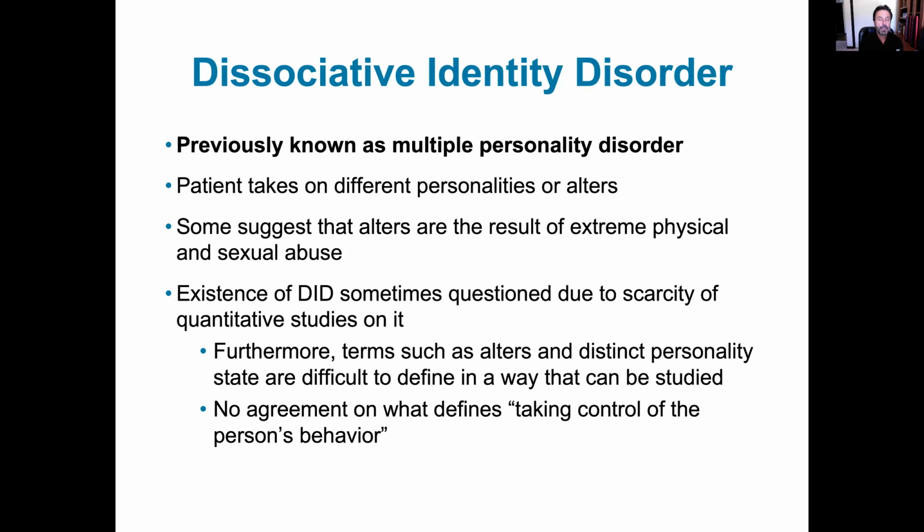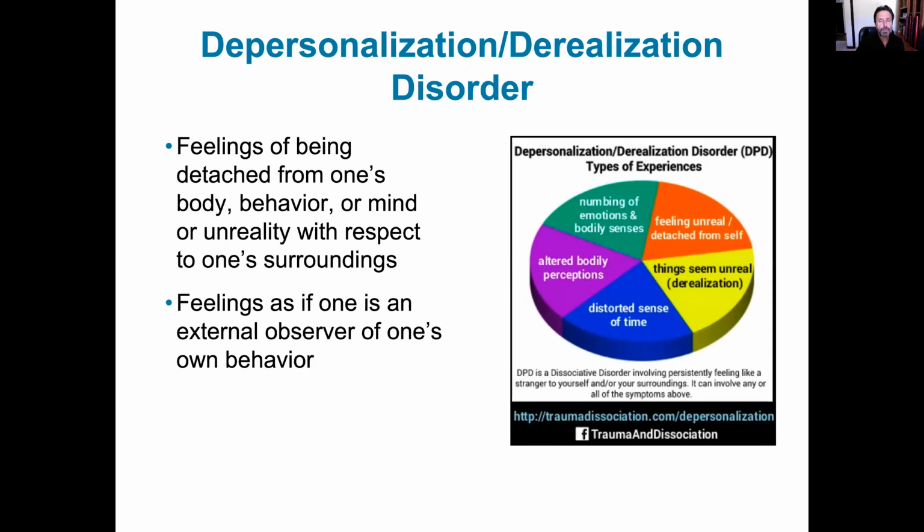Dissociative identity disorder used to be known as multiple personality disorder. Very popular. A lot of novels have been written about this. TV shows have been made about this. And this is where one person will take on different personalities, or what they call alters. Different people live within the same body. Sometimes they know of the other's existence, sometimes they don't. And it is somewhat difficult to treat. Usually it's treated by those that specialize in DID disorders.